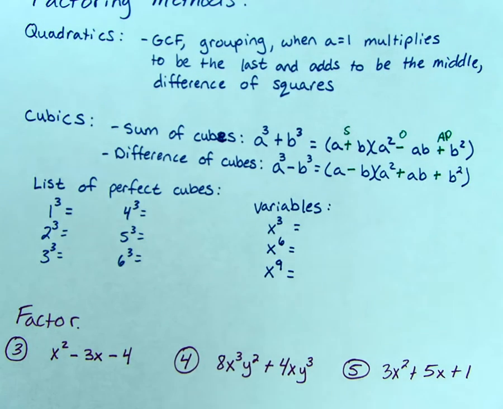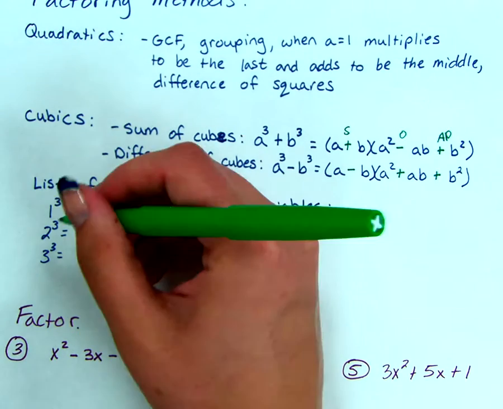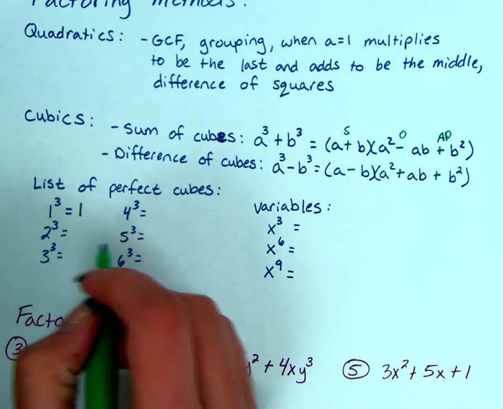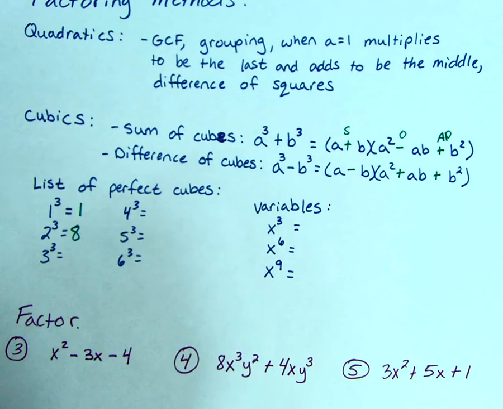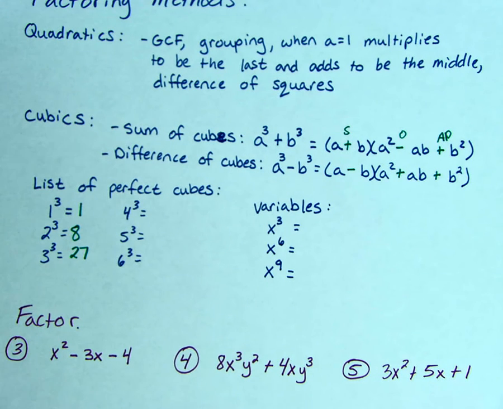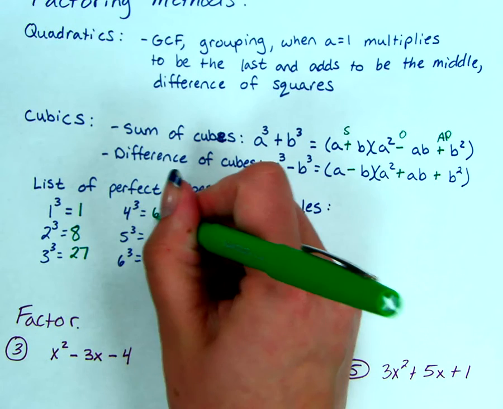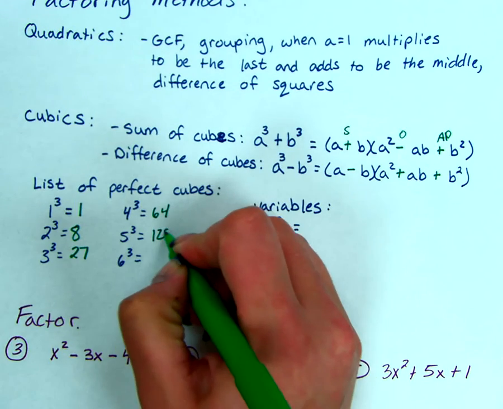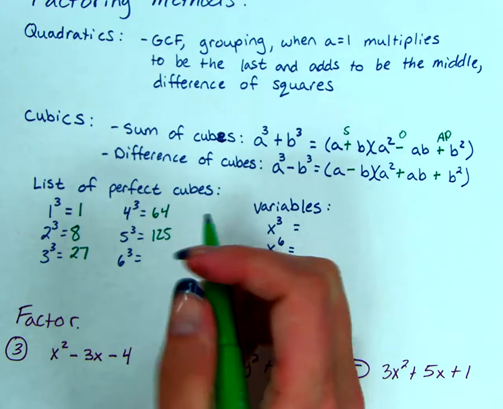So now before we get into factoring, let's make a list of perfect cubes so we have an idea of what numbers to look for. So 1 cubed is just 1. 2 cubed, so 2 times itself 3 times, will be 8. 3 cubed is 27. 4 cubed is going to be 64. And then 5 cubed is 125. And 6 cubed is 216.